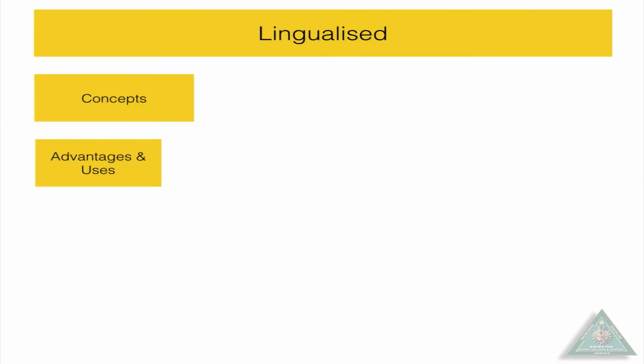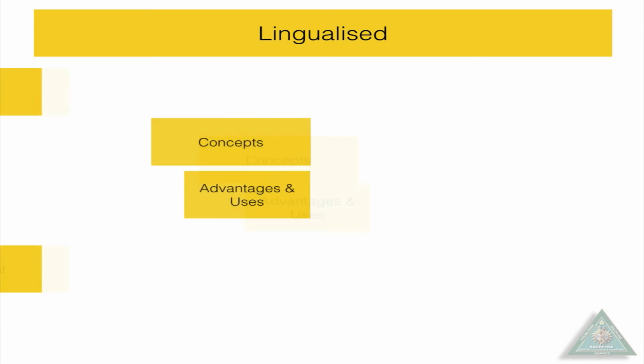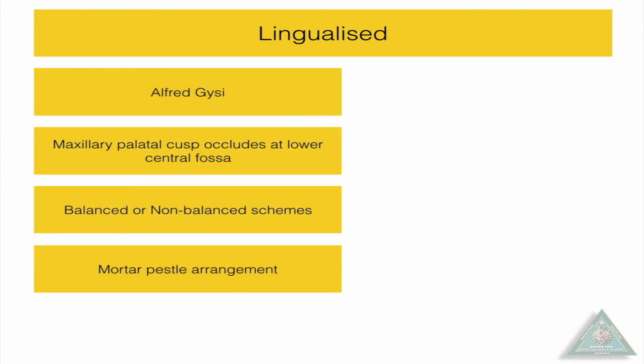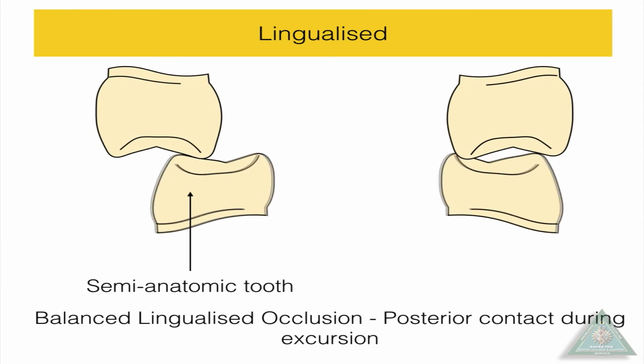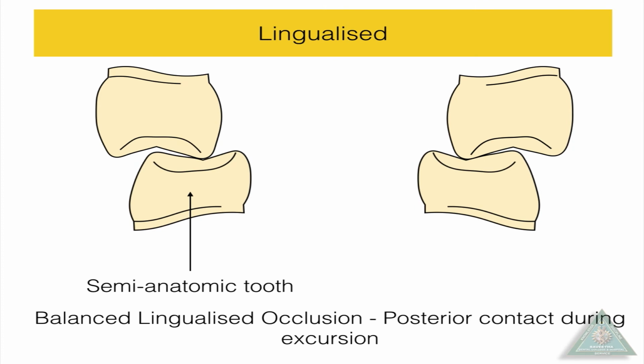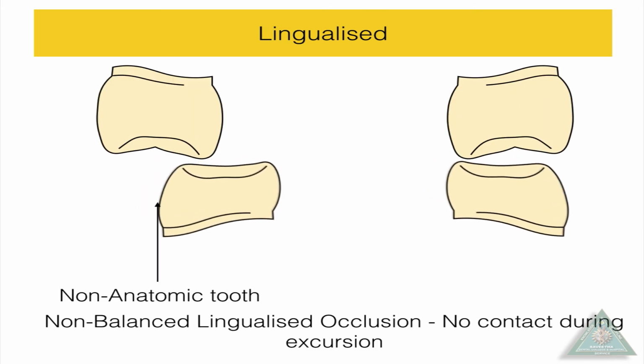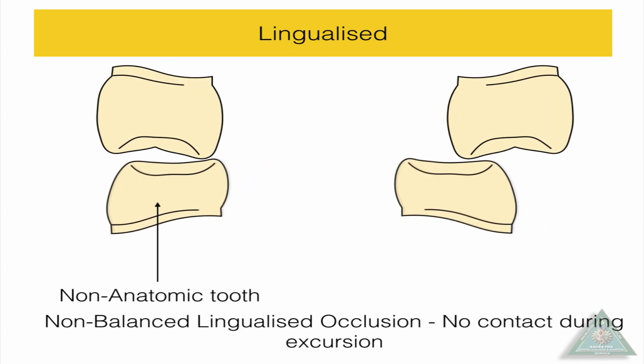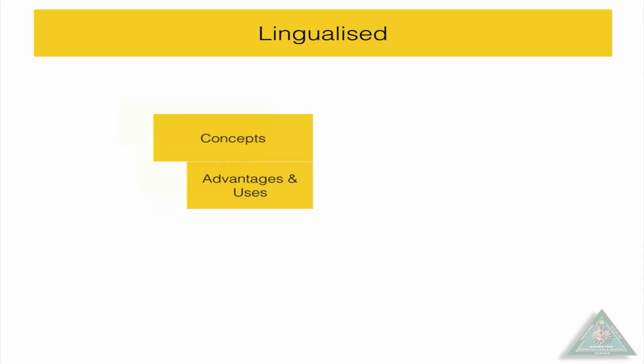And we will see what lingualized occlusion is. Lingualized occlusion refers to the contact of only the maxillary palatal cusp on the lower central fossa. It was proposed by Alfred Gysi, and it can be given in balanced and non-balanced schemes also. This is a balanced scheme of lingualized occlusion. You can see how only the palatal cusp touches. However, in eccentric relation also the same palatal cusp maintains contact. This is lingualized occlusion in a non-balanced scheme. You can see how there is no contact in eccentric relations.